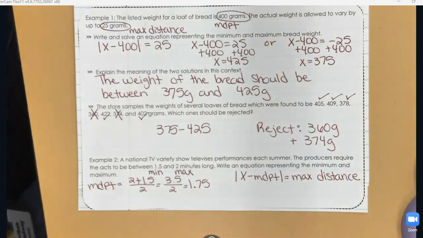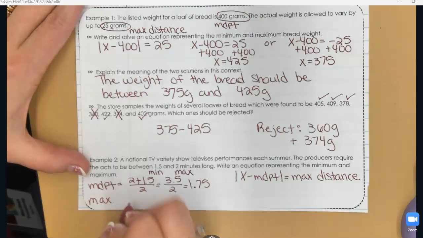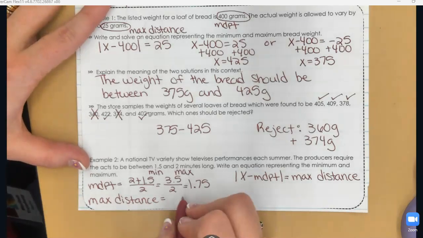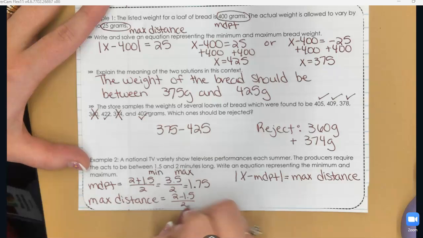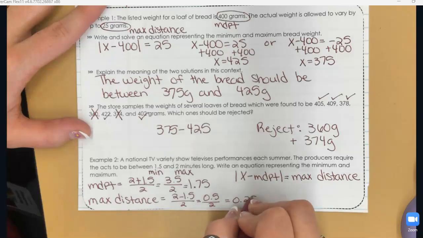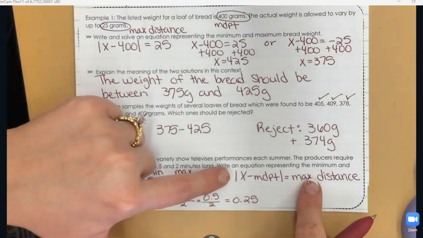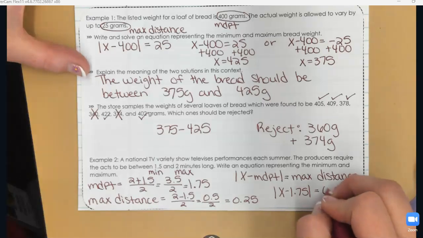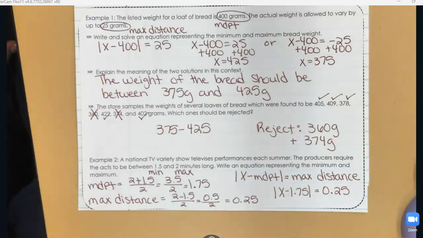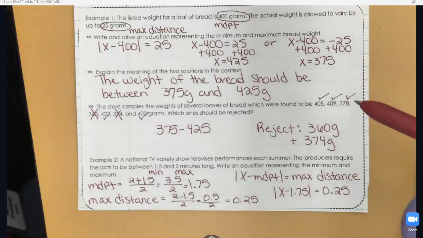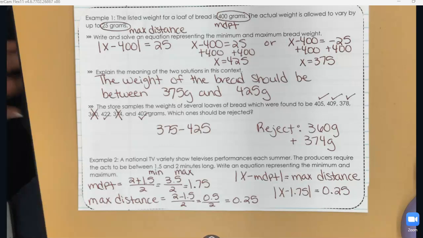Now I just need to find my max distance, excuse me, because that's different than the maximum. It is the max minus the min divided by 2. So 2 minus 1.5 divided by 2, that is 0.5 divided by 2, which is 0.25. I can now plug those in here. My midpoint is 1.75, and my max distance is 0.25. Basically what we did for this one is we worked backwards from our two solutions to find the equation, whereas on the first one we found the two solutions using the midpoint and the max distance.